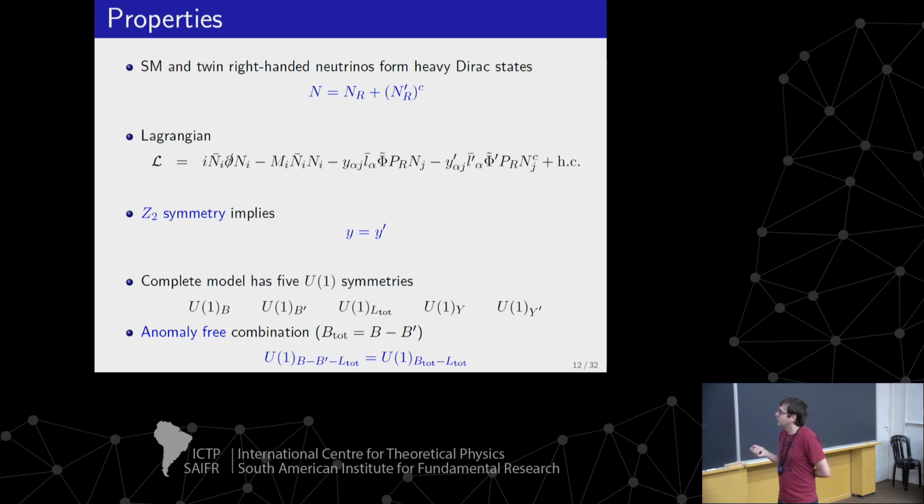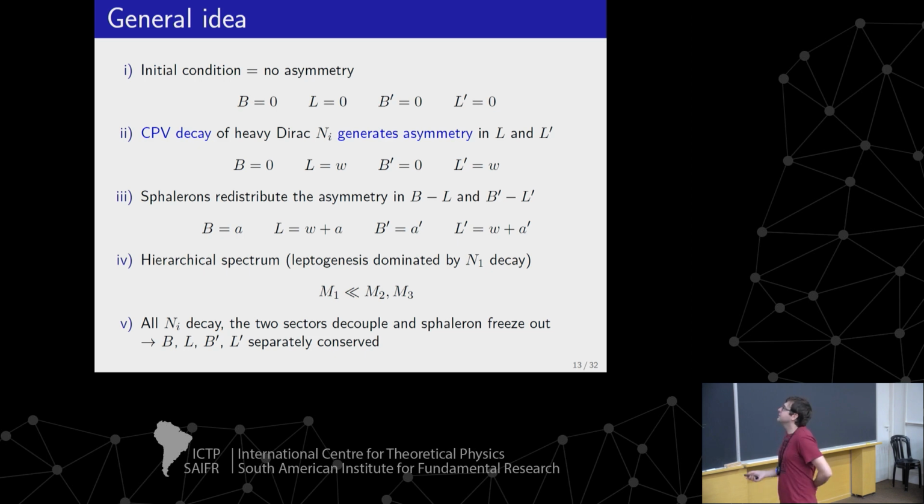Okay. This is one anomaly-free combination. The initial condition is that we have no asymmetry, so B equals zero, L equals zero, B prime, L prime equal to zero. Then this heavy neutrino decays, and CP violation in the decays generates an asymmetry in L and L prime of equal magnitude, because the total lepton number is to be conserved. So L minus L prime is zero, since the original total lepton number is conserved.